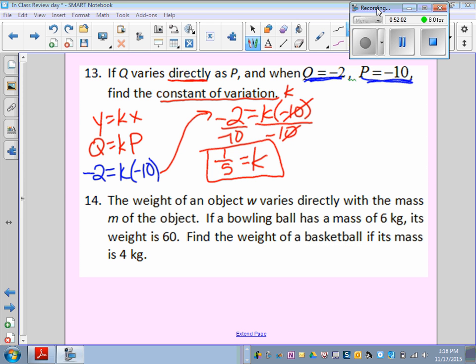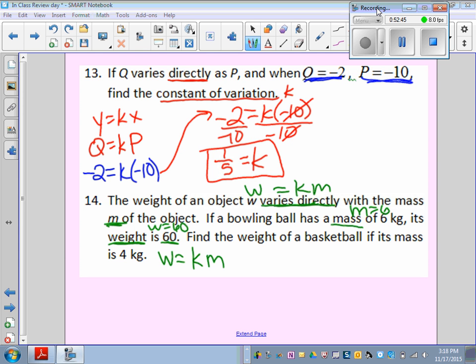Number 14, similar. The weight of an object W varies directly with the mass M of the object. So again, we have varies directly. So W varies directly with the mass of the object. The mass is M. So W equals K times M. Again, y equals K times x, but we have different variables here. So W equals K times M because it varies directly. If a bowling ball has a mass of 6 kilograms, mass is M, so M is 6. Its weight is 60. Weight is W, so W is 60. Find the weight of a basketball if its mass is 4 kilograms.